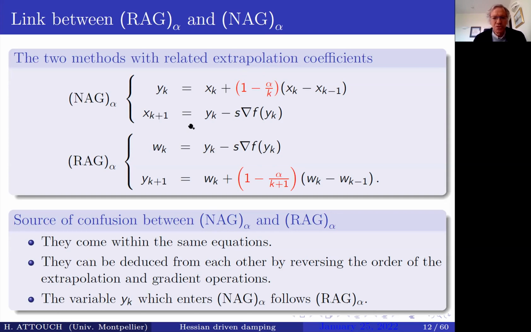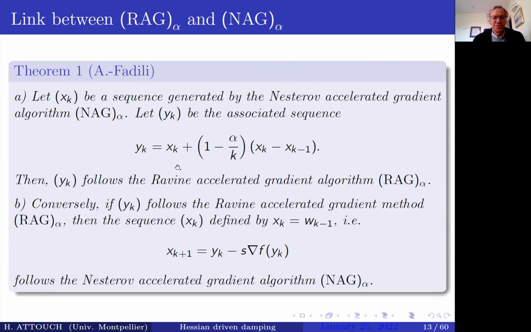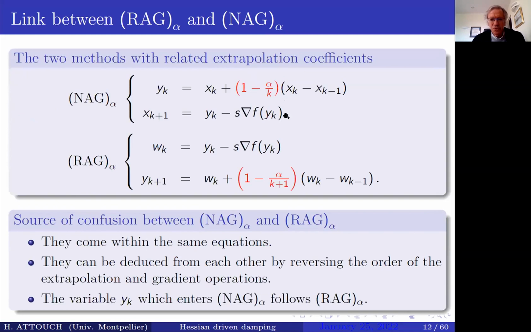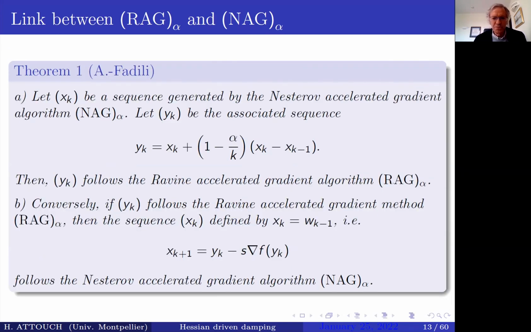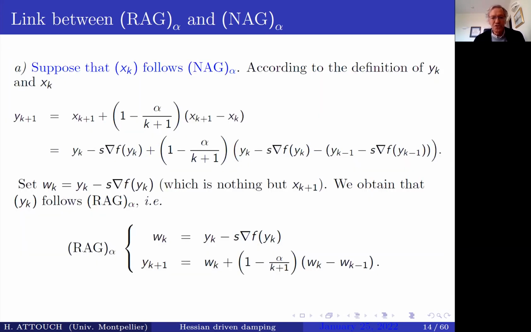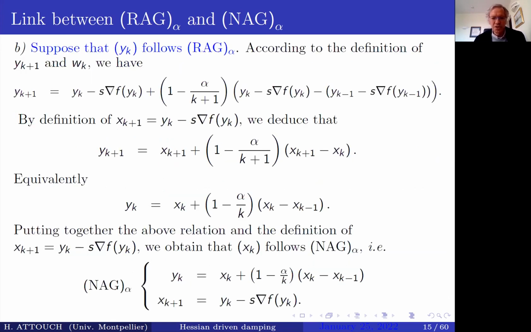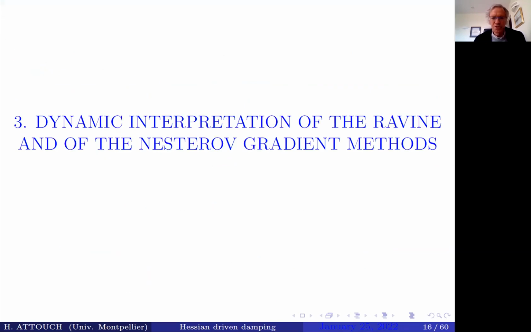It's natural confusion because it's life. So this is a formulation of this result. If x_k follows the Nesterov method, then y_k follows the Ravine method. And conversely, if y_k follows the Ravine method, then x_k follows the Nesterov method. Just be careful that, in order to have this equivalence, you have to change a little bit the extrapolation: here it's 1 minus alpha over k and 1 minus alpha over k plus 1. This is a technical point, but if you want to be precise, don't forget. And the proof is just some elementary algebraic operations, so I don't comment too much on that.